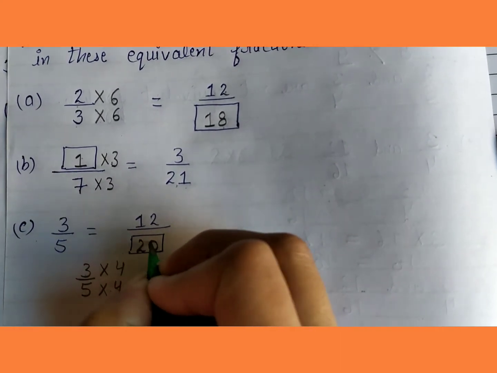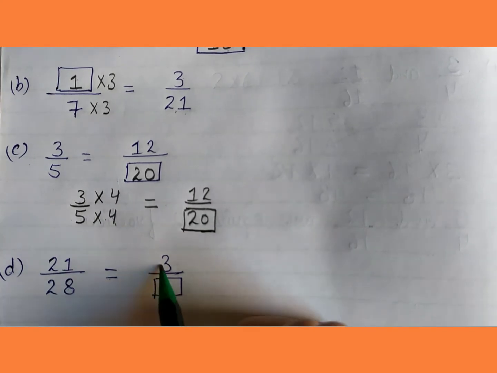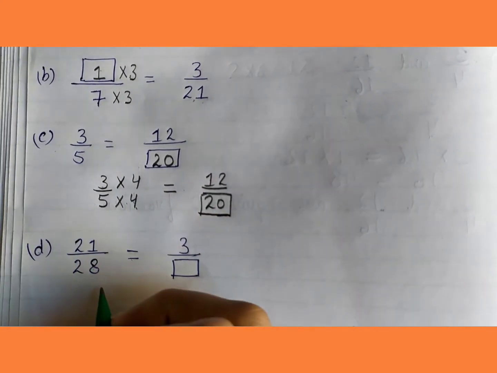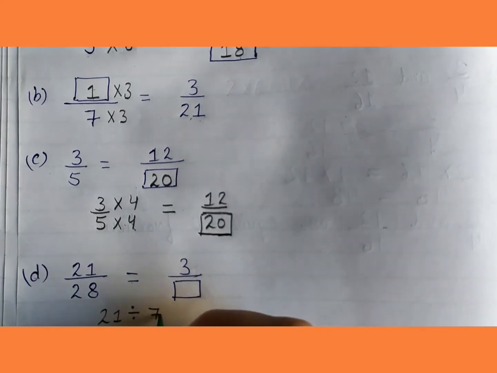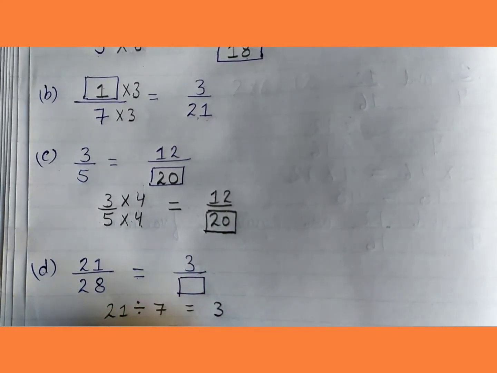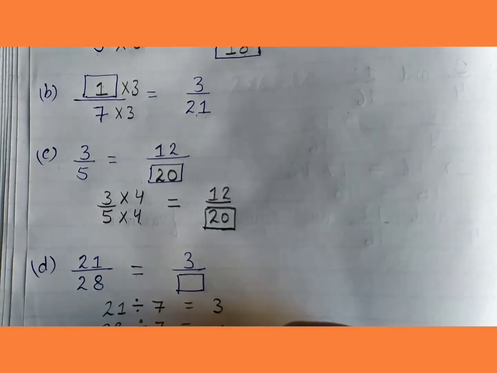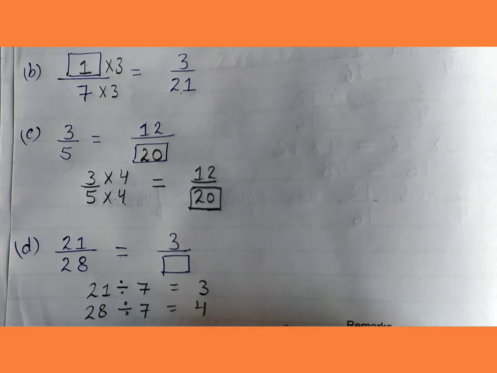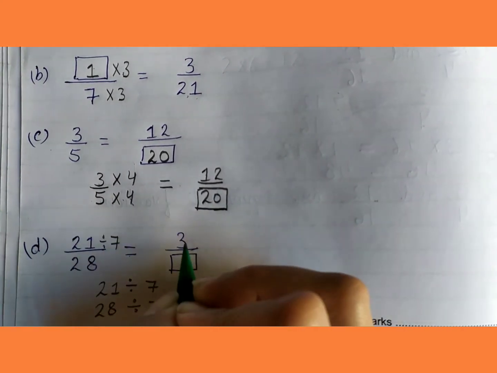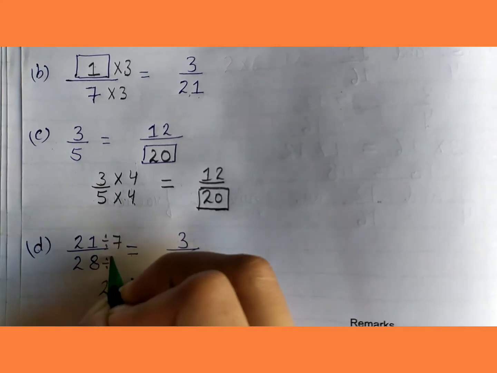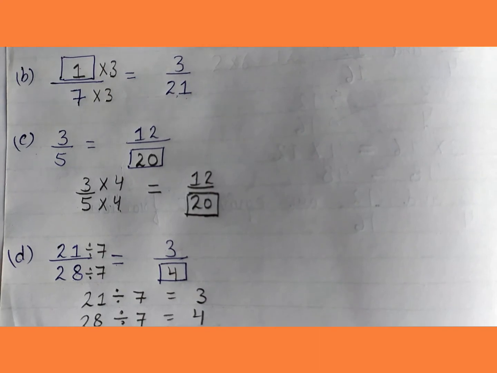Right? 20. Next question is 21 upon 28 equal to 3 upon dash. Children, 21 divided by 7 equal to 3. 28 divided by 7 equal to 4. Your answer is 4. Okay? Okay, children. Thank you.